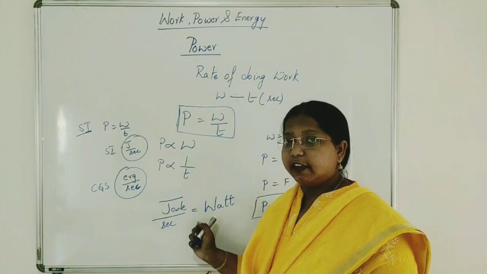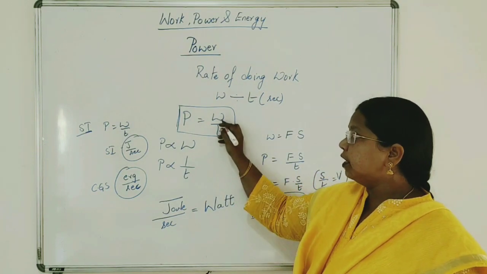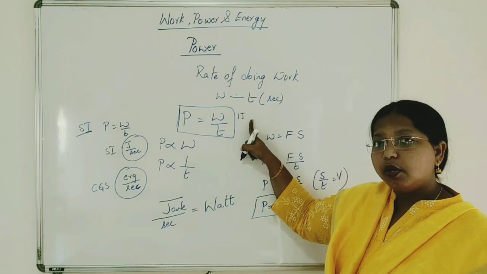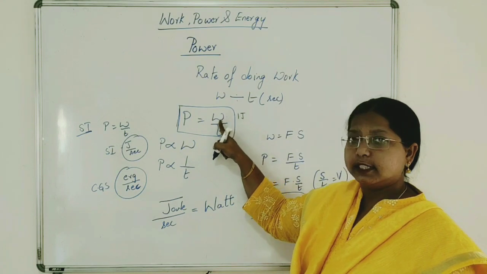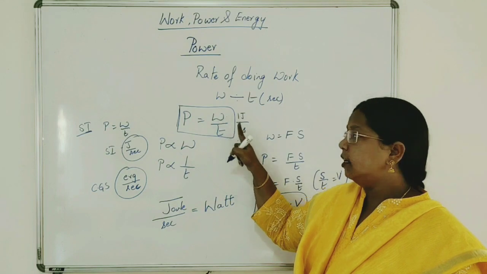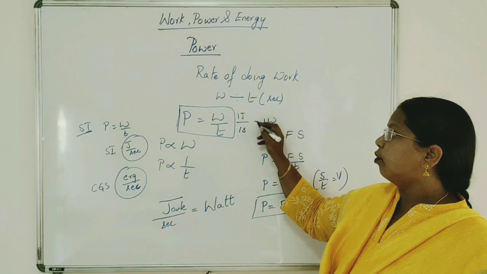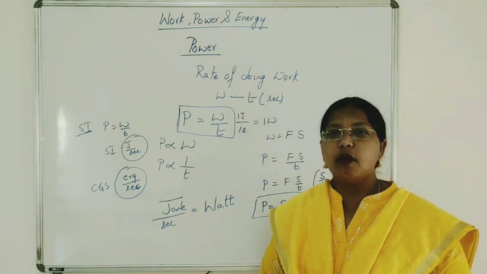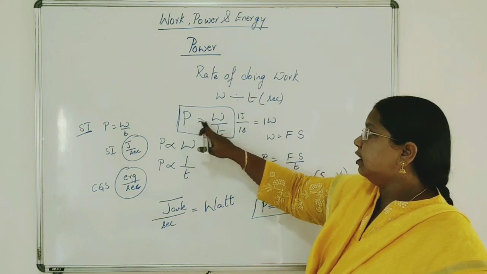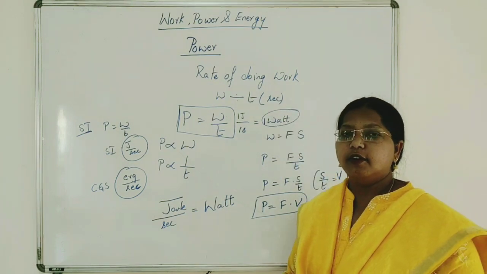So now let us write the definition. Let us see the definition of watt. When 1 joule of work is done in 1 second, then power is said to be 1 watt. So what is the definition of watt now? When 1 joule of work is done in 1 second, then power is said to be 1 watt. So this is the SI unit of power.